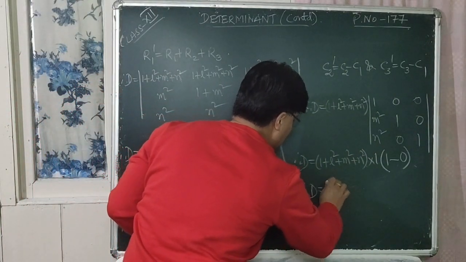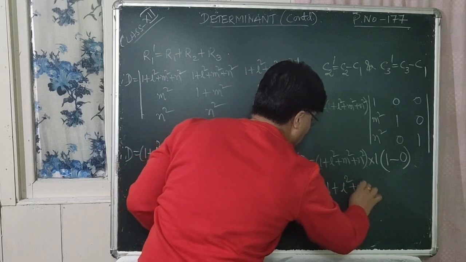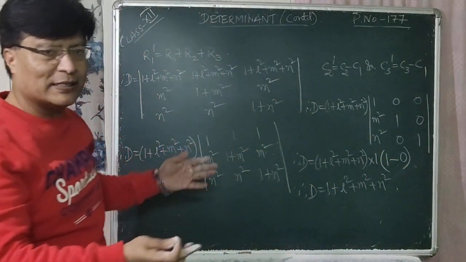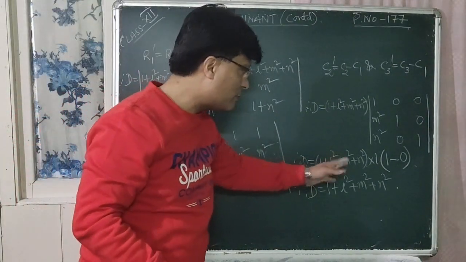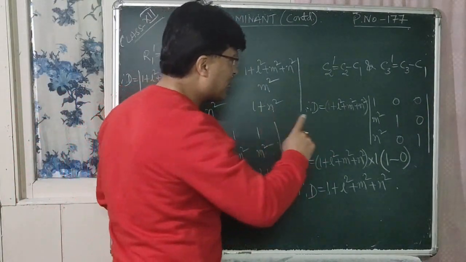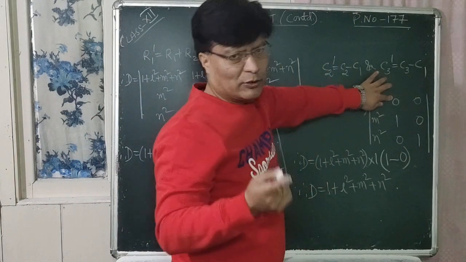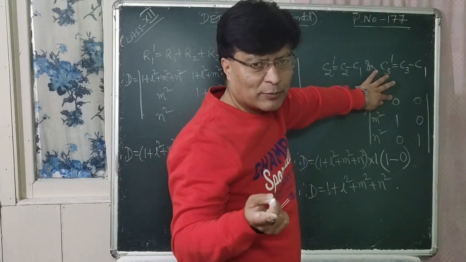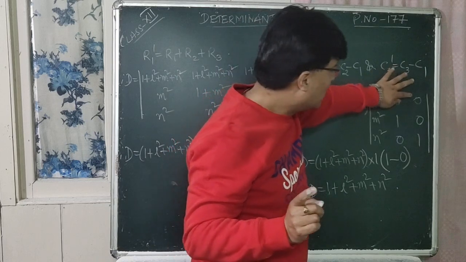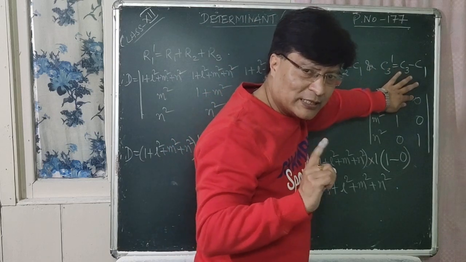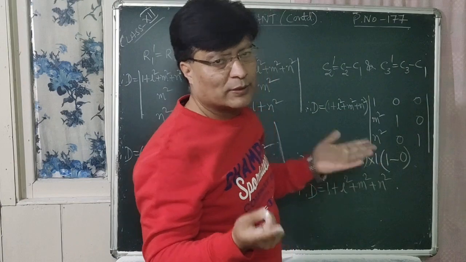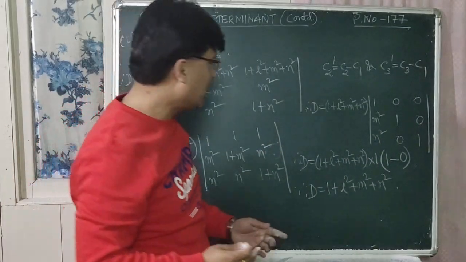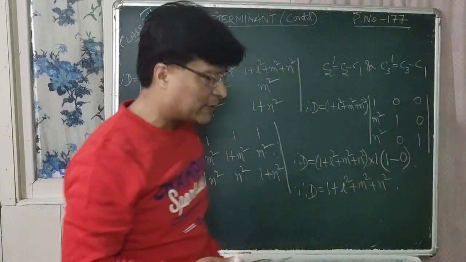So what is D equal to now? Therefore D is equal to 1 plus l square plus m square plus n square into 1, which is always 1 plus l square plus m square plus n square. But in this case, we did not write this minus 0, because minus 0 into any number is always 0, you don't have to write it. Again, plus 0 is there. Again, 0 into any number is always 0. That's why these zeros are not written in this case. Okay, this is the expansion, right?